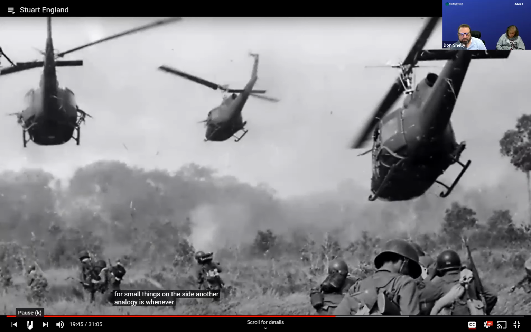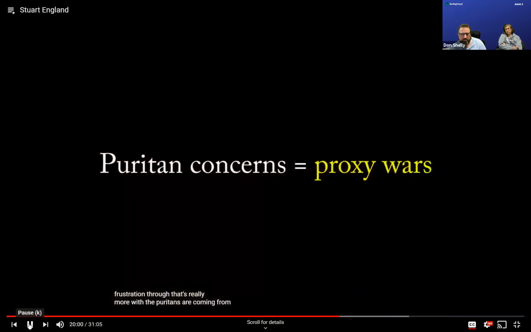Another analogy is whenever you see a married couple fighting about the dishes, they're not just fighting about the dishes, they're fighting about something else more fundamental. It's just the dishes are the thing that they're expressing that frustration through. That's really more where the Puritans are coming from.